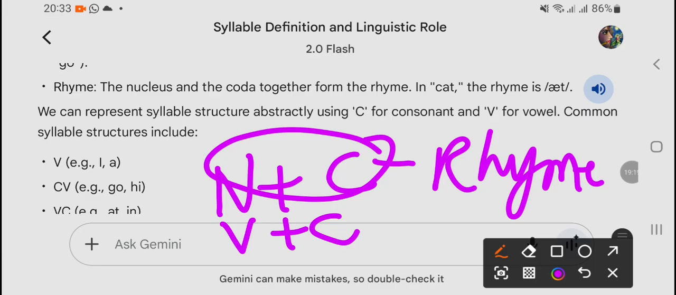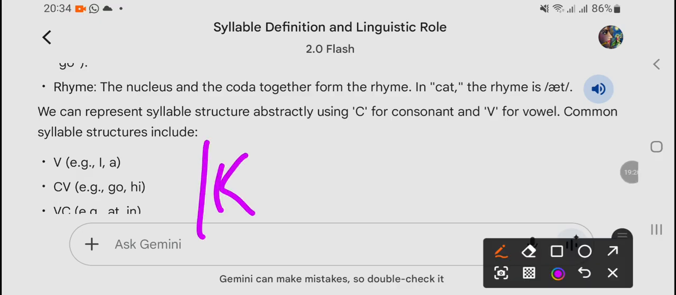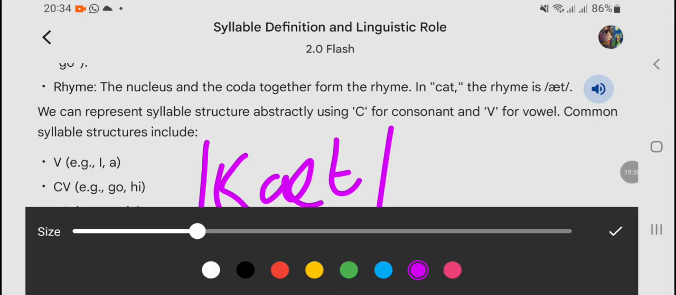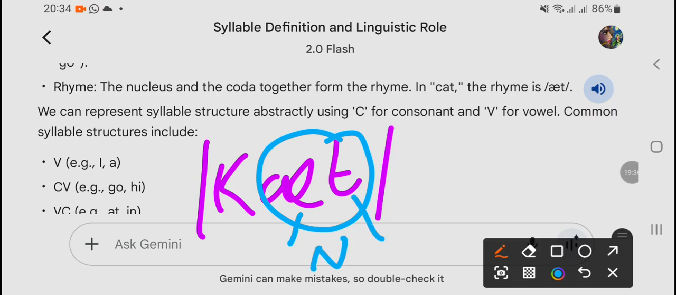In cat, the rhyme is at. Of course, cat is written this way. In cat, the rhyme is these two, because nucleus and coda make a rhyme.